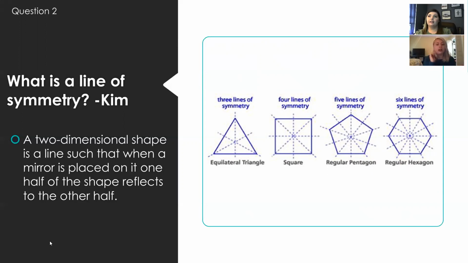If we look at our equilateral triangle, we see that if we were to mirror reflect this image, we would have three lines of symmetry, because if we were to mirror it, they would all be the same. Our square has 4 lines of symmetry. Our regular pentagon has 5, and then our regular hexagon would have 6 lines of symmetry.